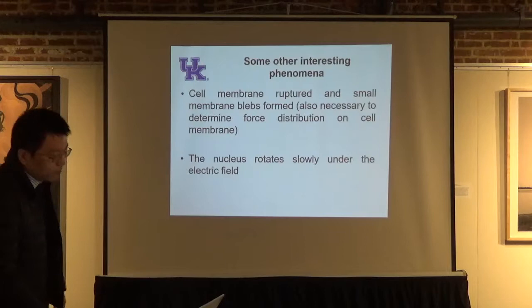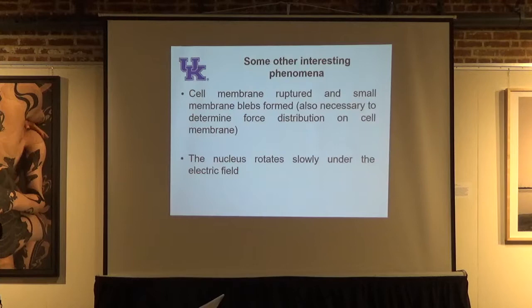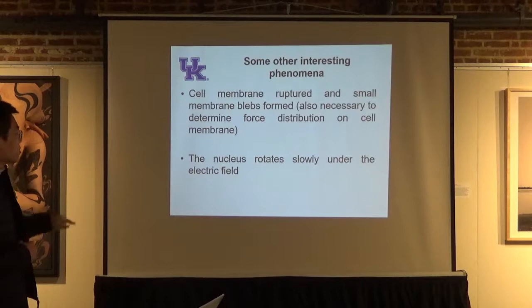According to reports by others, they noticed that the cell membrane will rupture and small membrane blobs form in the anaphase when the two cells divide. So it is also necessary to determine the force distribution of the cell membrane, which is also exerted by the electric field. They also noticed that the nucleus rotates slowly under the electric field.